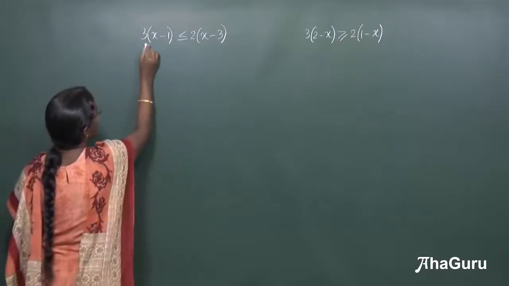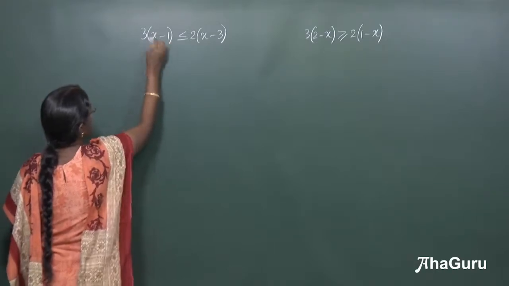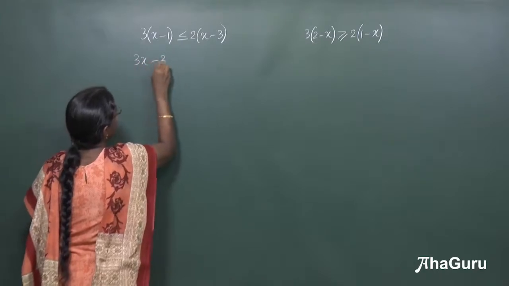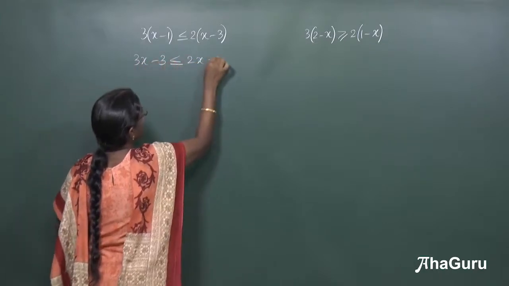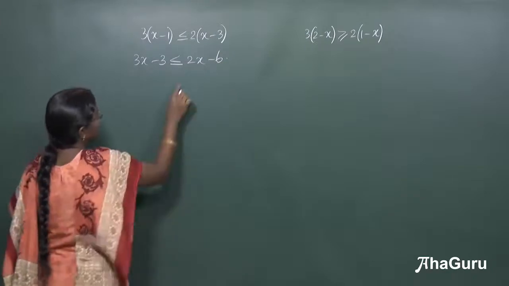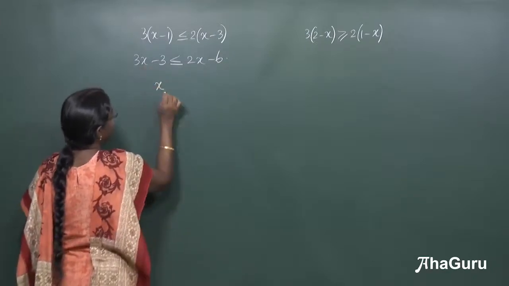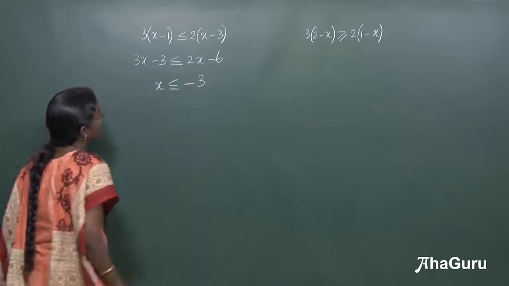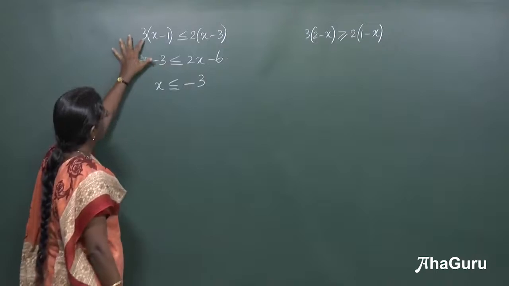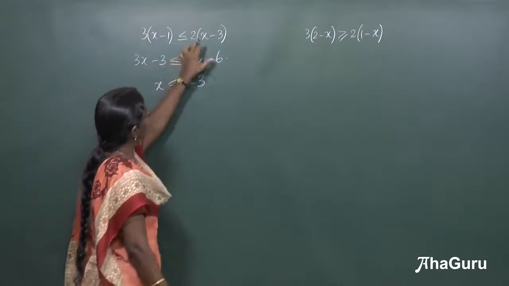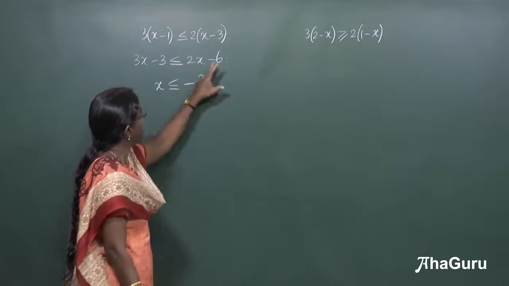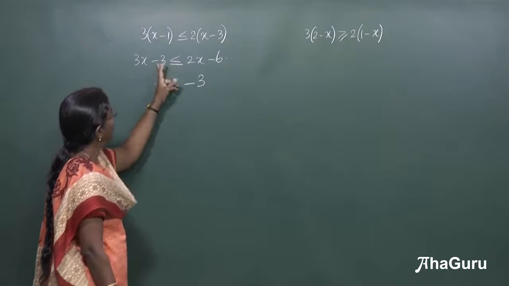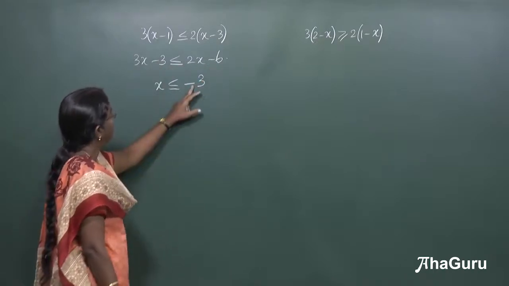We will solve this inequality to find out what is the range of x here. First take this 3 inside, it is 3x minus 3 less than or equal to 2x minus 6. Just open the bracket, we get 3x minus 3 less than or equal to, on the right side, 2x minus 6. All x terms to one side, so x is less than or equal to minus 6 plus 3, which is minus 3 alone.